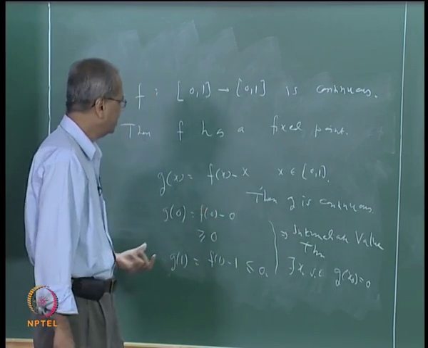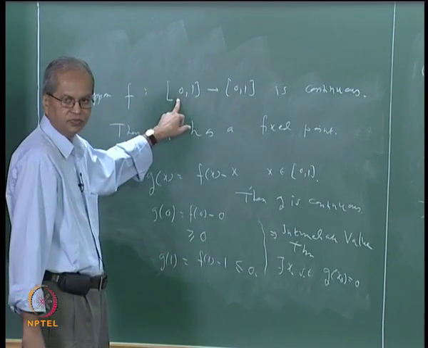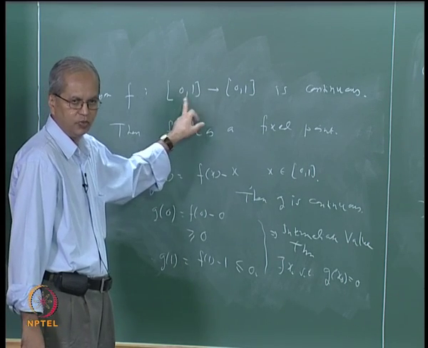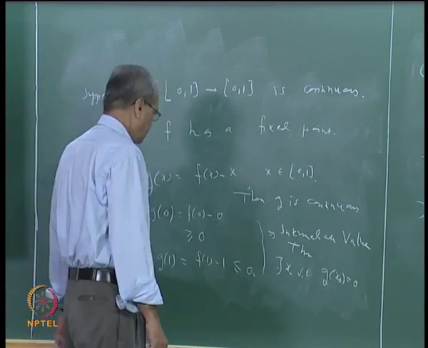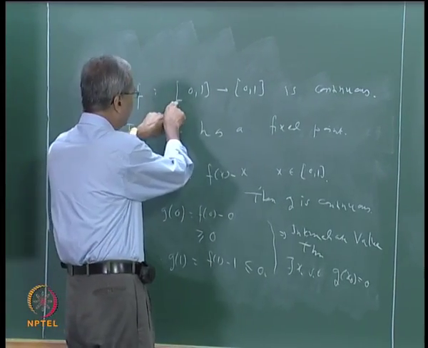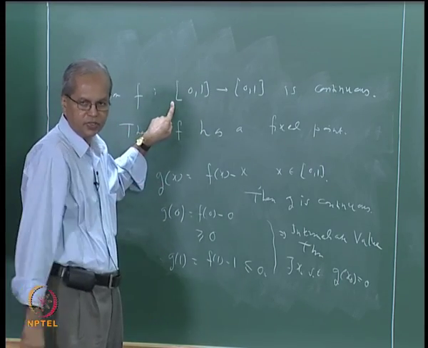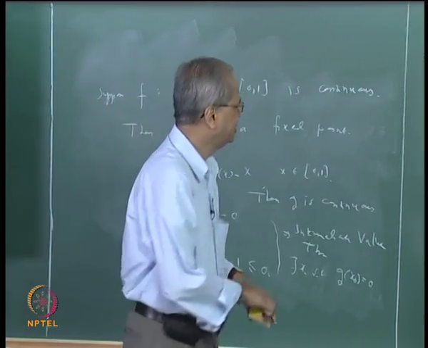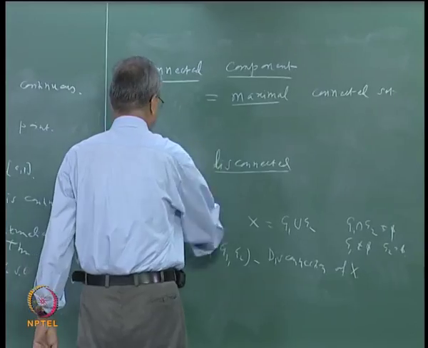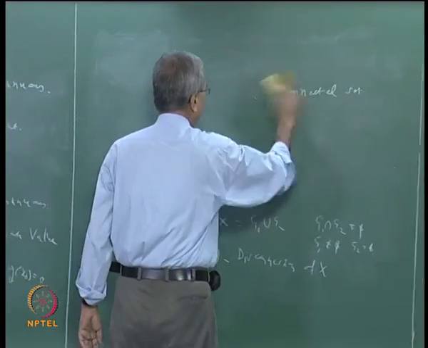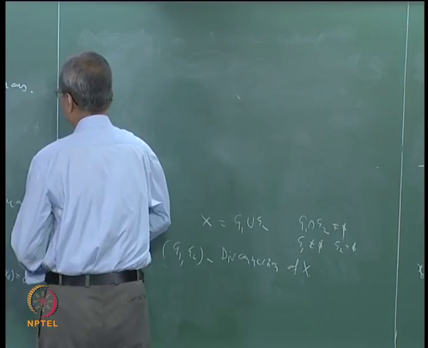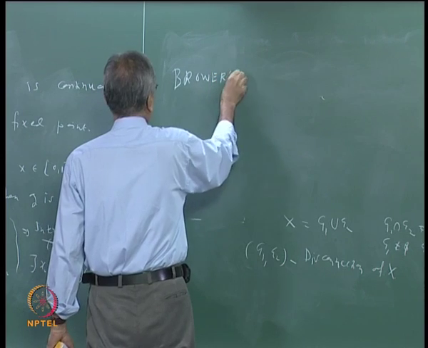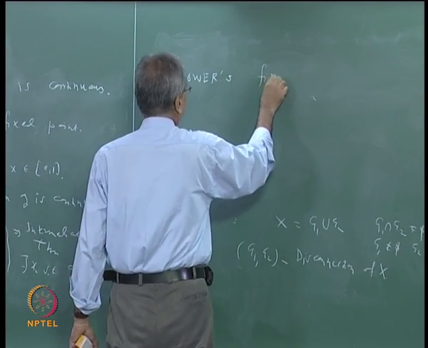Now you can see a few things here. There was nothing particular about this interval [0,1]. The same argument would have worked if you replace this interval by any other closed interval [a,b] to [a,b]. For example, I could have taken -1 to 1 instead of 0 to 1, and that is what leads to another important theorem. I will just state that theorem. We shall not discuss the proof of this because that is fairly complicated. It is a very well known theorem, called Brouwer's fixed point theorem.